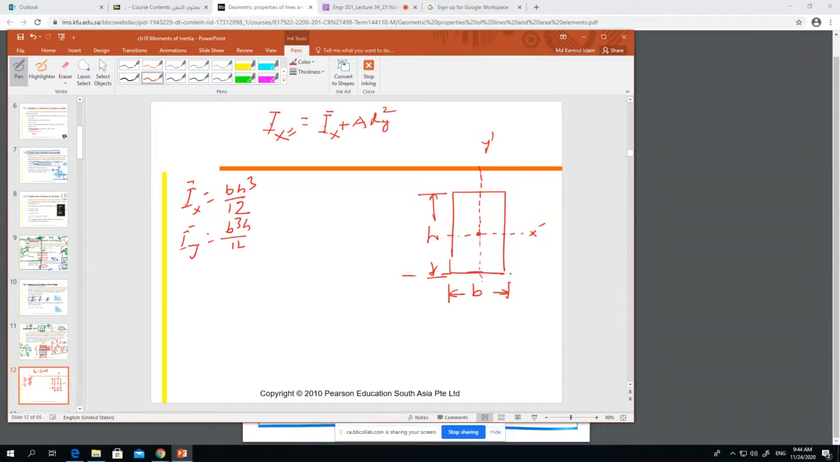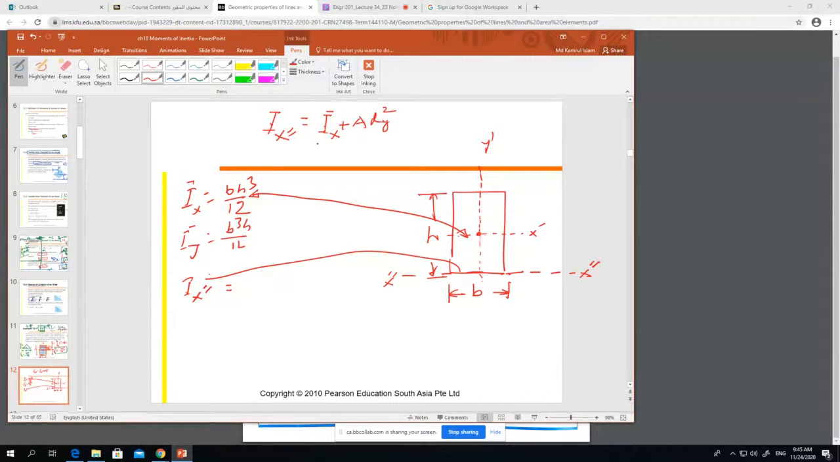Suppose this is our axis, its name is x double prime. We give some name, x axis with double prime. With respect to centroidal axis, our formula is this. Now our question is, with respect to this axis, what will be the formula? What will be the formula for x double prime? We don't know, but we can calculate it from this formula.